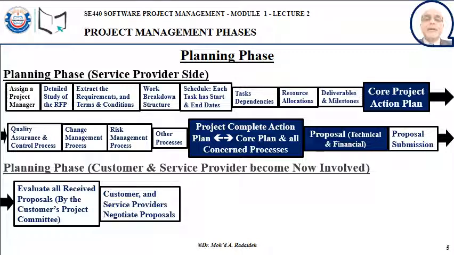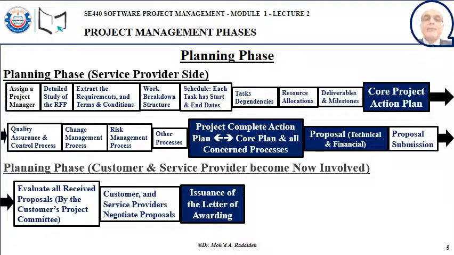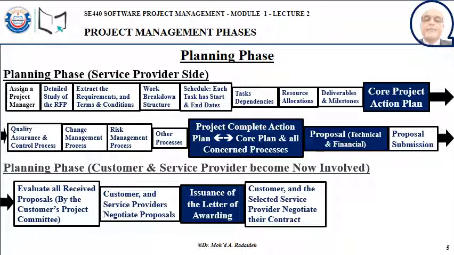As a result, the customer would shortlist the preferred service providers or the preferred proposals. Those would be invited individually to come and deliver presentations and discuss their proposals with the customer. One of them will be selected to be the preferred service provider, and that service provider would receive a letter of awarding from the customer, inviting the service provider to come and start negotiating a contract with the customer.